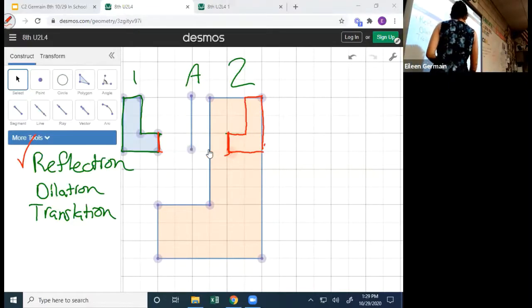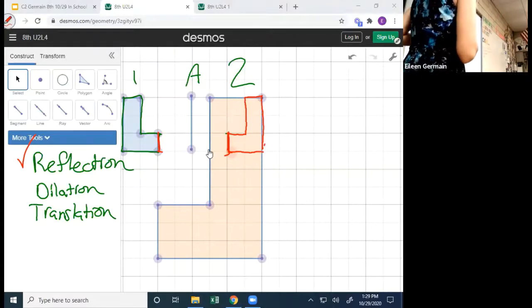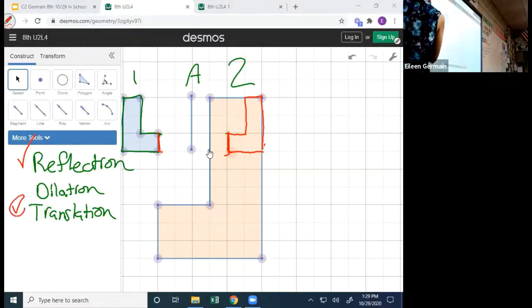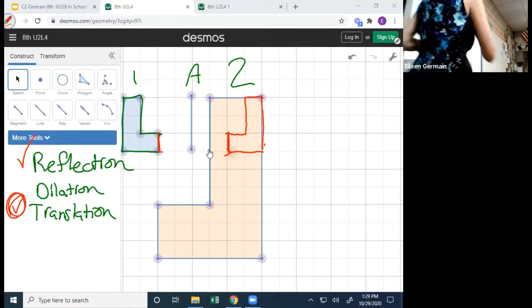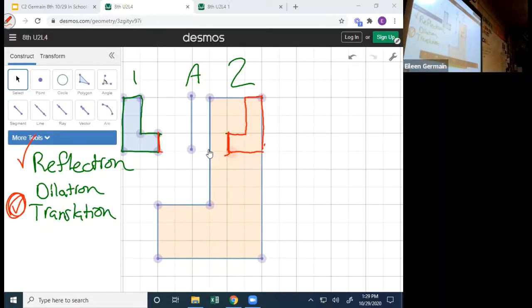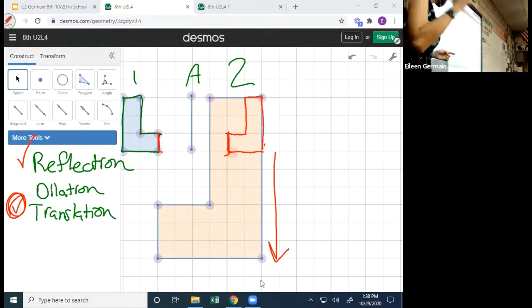We can translate it. Shelby, what direction are we gonna have to translate this guy? Or actually, we'll work on this. If you want to stand up and come stand on the other side of the board, you can do that. You can stand on the far side of the board, if you can't see it. Okay. Melissa, what do we have to do here? We're gonna have to translate it down, okay? Now, Camilla, how many units are we gonna have to translate it down?